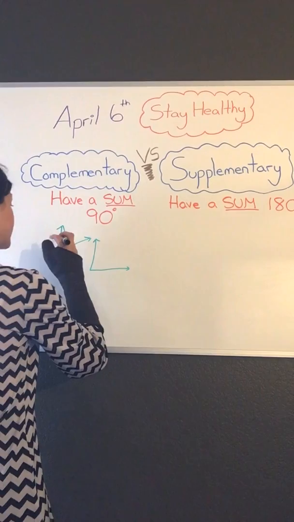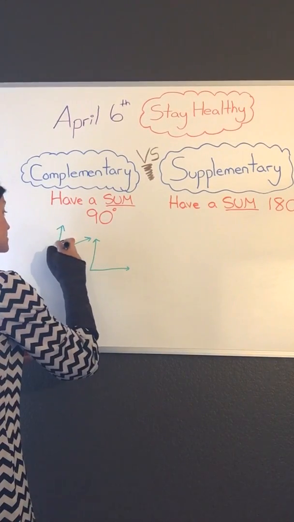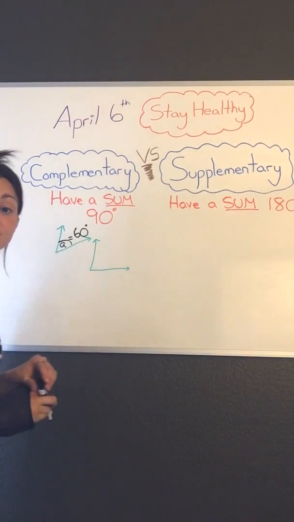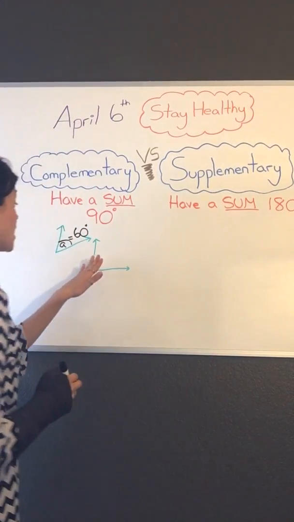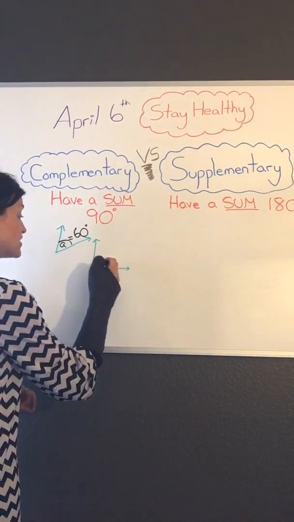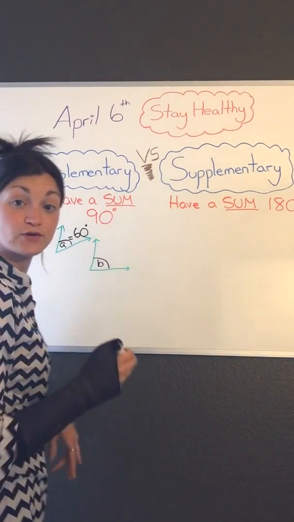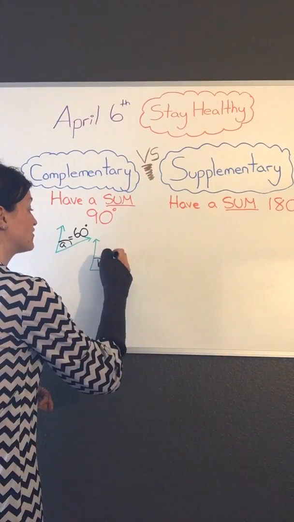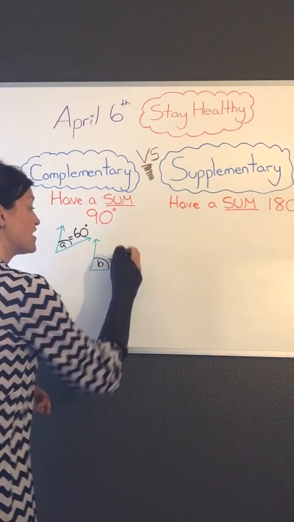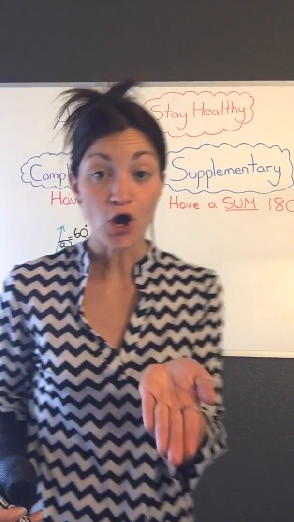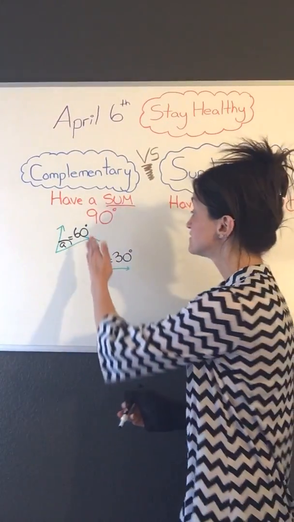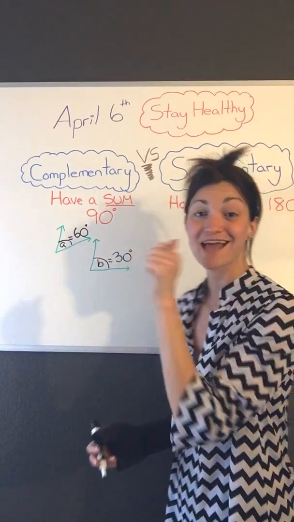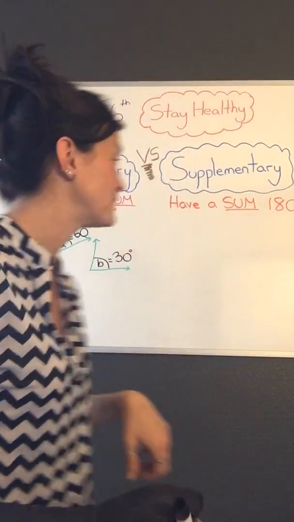I'm going to call this angle A, and I'm going to say that angle A has an angle measurement of 60 degrees, okay? Let's say that your next angle, whatever one you did not use first, and no, it does not matter, angle B has a total of 30 degrees. If I was to ask you, are these angles complementary? 60 degrees plus 30 degrees equals 90 degrees. Yes, they are. Bingo, bango.